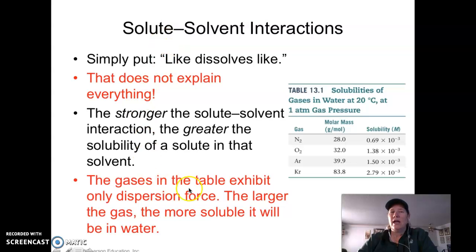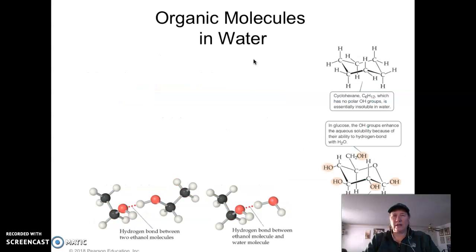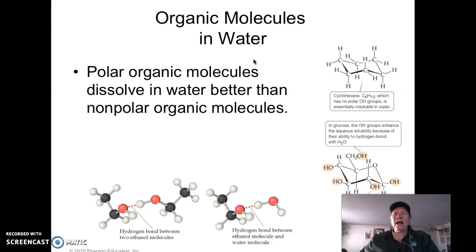Okay, so again, when we're talking about interactions, the solute to solvent, they have to be similar in their bonding type if you want them to actually dissolve. If not, they'll be insoluble. In other words, they don't dissolve in each other. Okay, so if you have organic molecules in water, the polar organic molecules are going to be able to dissolve. Okay, because again, polar meaning they have positive and negative ends. Water has positive and negative ends, so they can dissolve each other.